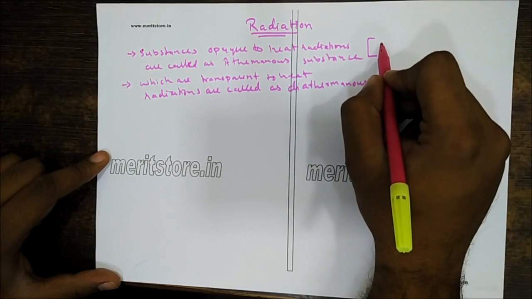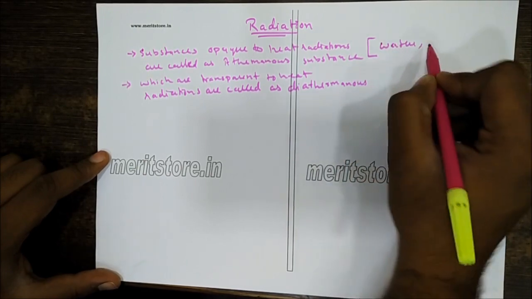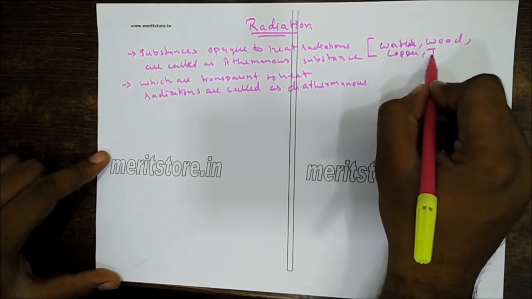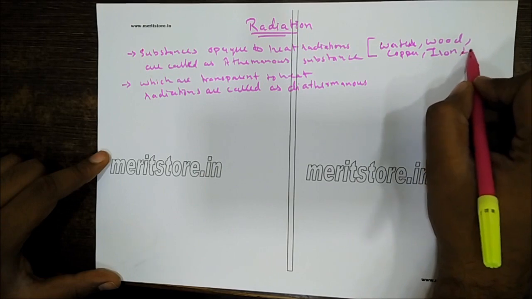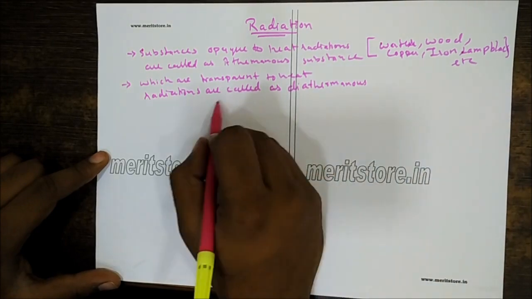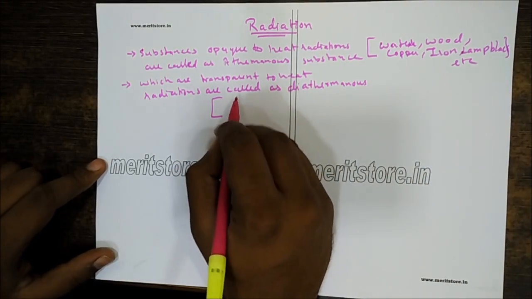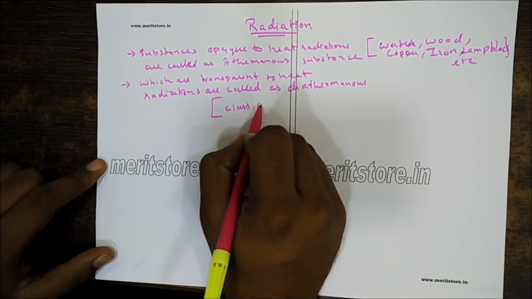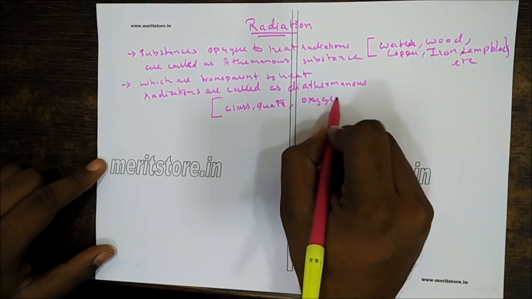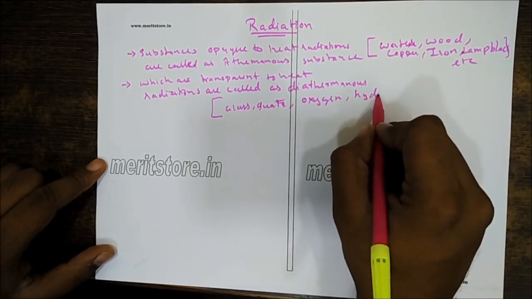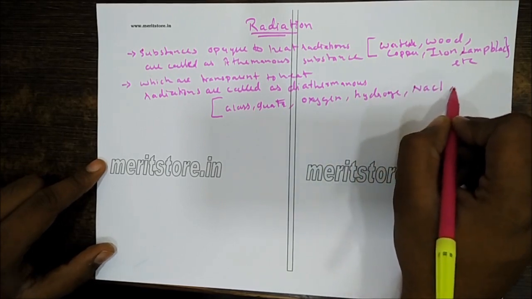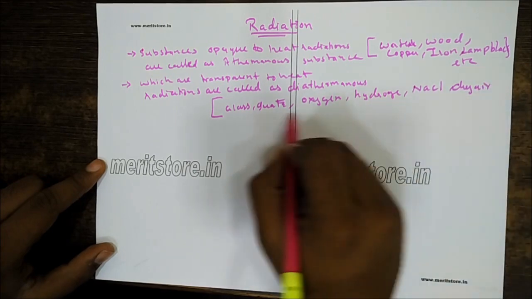Here we can see the examples are water, wood, copper, iron, lamp black, etc. Here I can see the examples such as glass, quartz, gases such as oxygen, hydrogen, and then sodium chloride, dry air, etc.